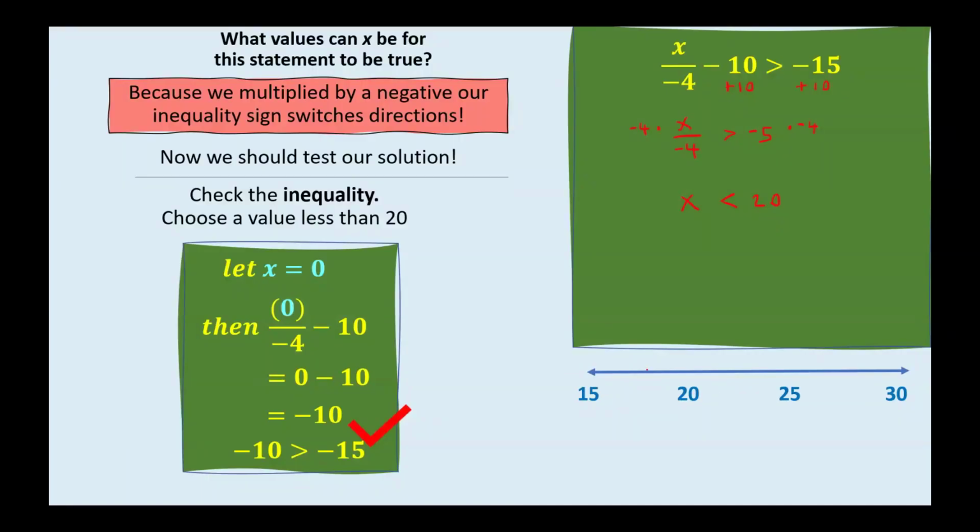And on a number line, I would just find where 20 is, and I'm going to draw an empty circle because I can't be equal to 20. I can only be less than 20. And if I'm less than 20, I would go towards the left side.